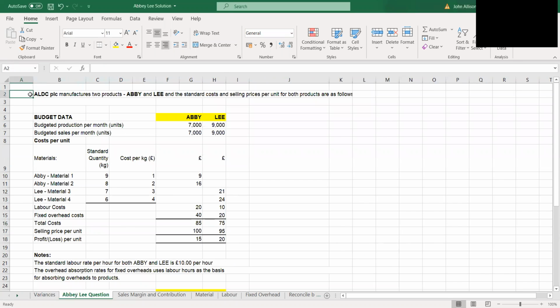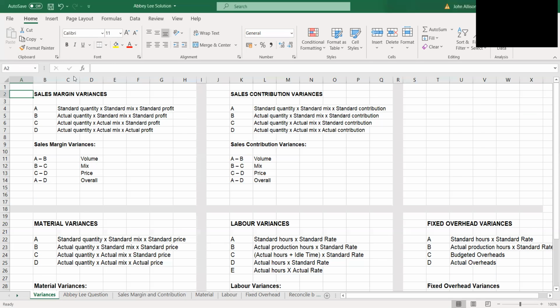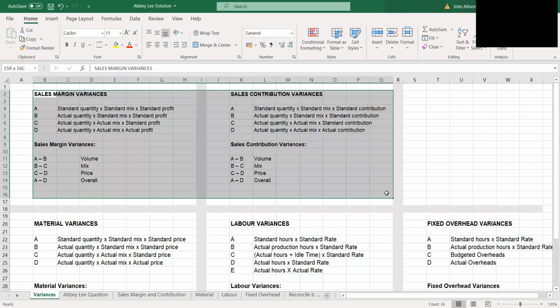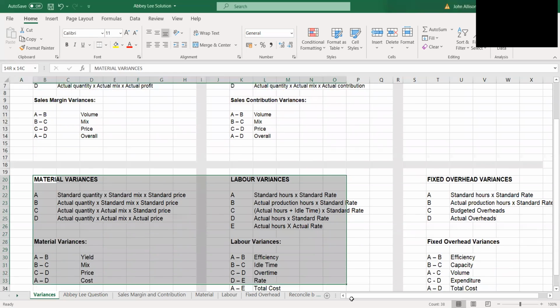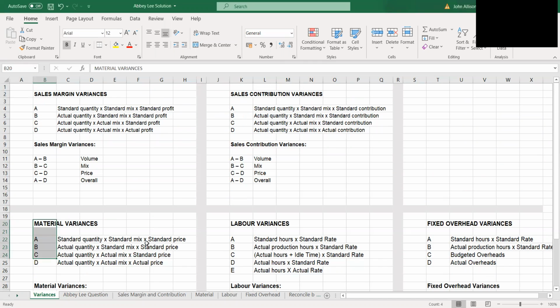I've put the question here in this Excel spreadsheet, so usually it wouldn't be in an Excel. Usually you're just going to get a Word document, but I've put it here just to show where I'm getting the numbers from. What I'll do in this video is calculate the first two variances, the sales margin and sales contribution variances. Then I'll make another one for material and labour and fixed overheads.